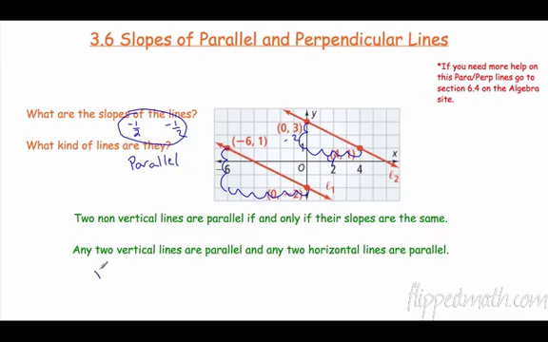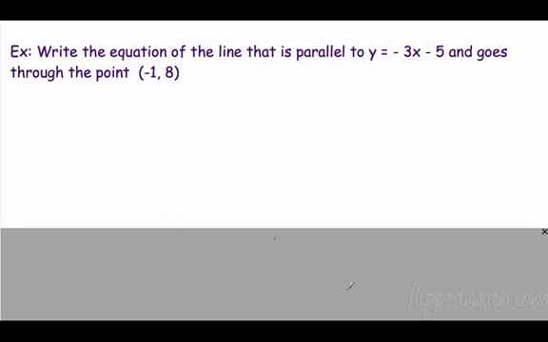So if I have x equals 4 and x equals 7, those are both going to be vertical. I know they're parallel. Or horizontal, I could have y equals negative 3 and y equals 7. Remember, these are special cases. That would indicate that they are both parallel. Let's try these out. Take it for a spin.